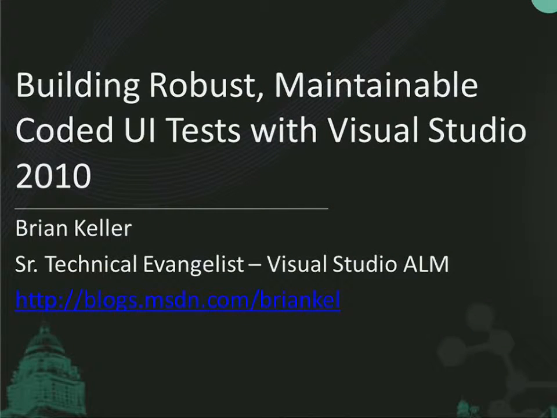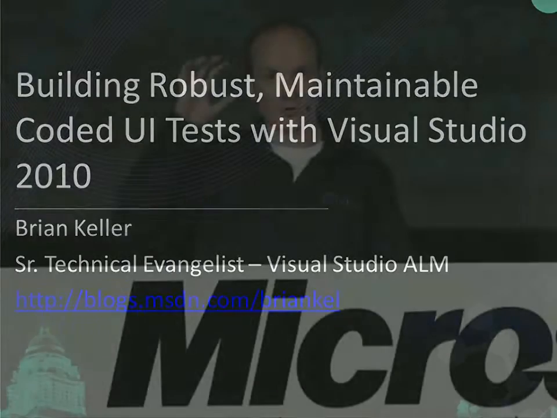So let's break that down quickly. Coded UI tests are a new test type in Visual Studio 2010 that allow you to do test automation of your UI, of your application. So that means we're going to click on some things automatically, type some things automatically, and validate some things about your UI automatically, whether that's a WinForms app or a web app. And I'll talk about the types of applications we support in a moment.